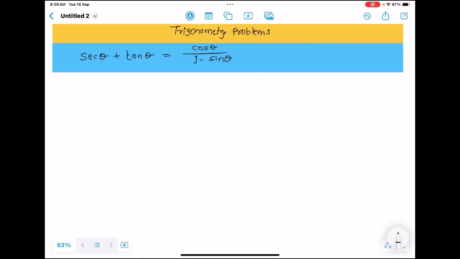Sec theta plus tan theta is equal to cos theta upon 1 minus sin theta. Again, for this problem, I will give you some hints and you try to solve it on your own. Otherwise, at the end of this sum, there would be a solution given. But try it on your own first.